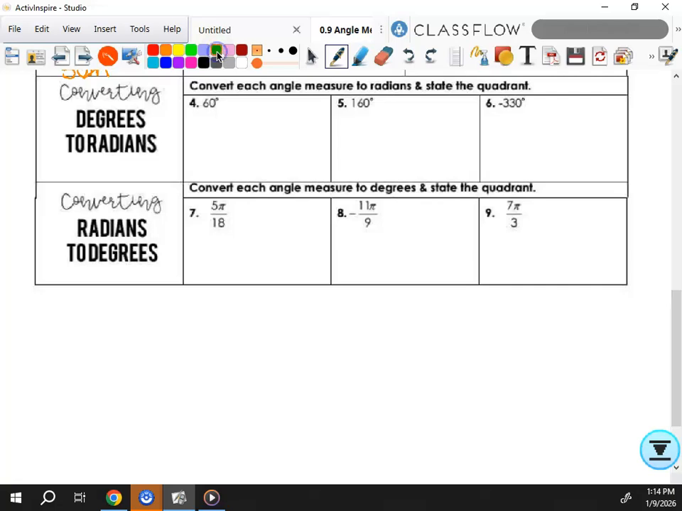So if I'm going to convert 60 degrees to radians, the first thing we're going to do is identify what quadrant that's in. 60 degrees would be in which quadrant? Which one? 1, because it's between 0 and 90, right? It's somewhere there. I'm not saying that's where it is, but it's in the first quadrant. Okay, so we're in quadrant 1.